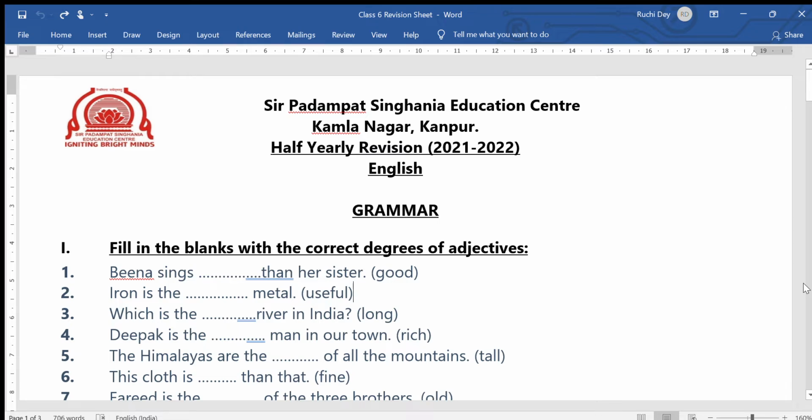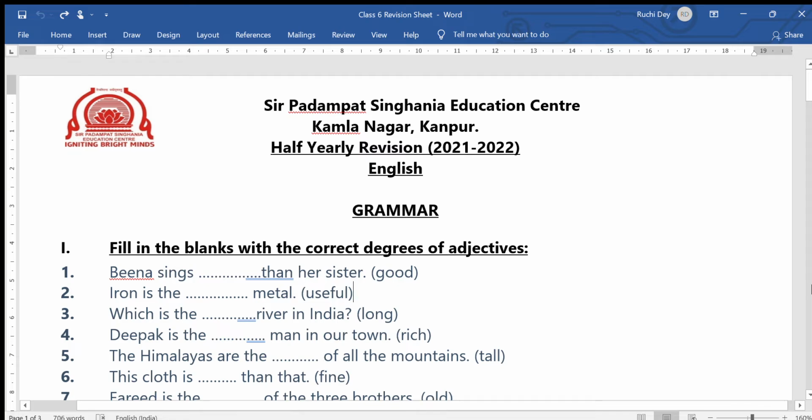Beena sings dash than her sister. The moment you get to see than, you know it very well. It's going to be a comparative answer. Good is the word we need, and that becomes better. Remember, than comes with the comparative degree. So in this first sentence, the sentence becomes: Beena sings better than her sister. Next one.